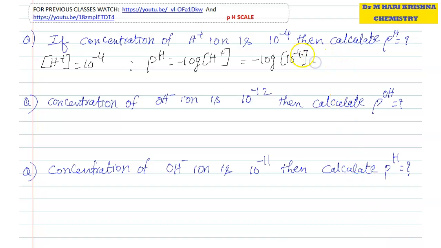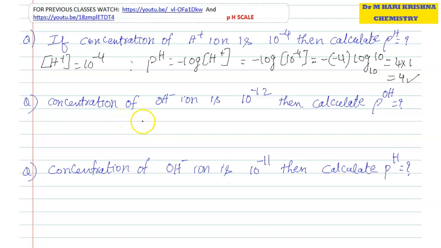So minus 4 is in a power, so we can write the power in front of log. So minus of minus 4 log 10. Log means that is base 10. So minus into minus plus. So 4 into log 10 base 10 is 1. So 4 into 1, 4.